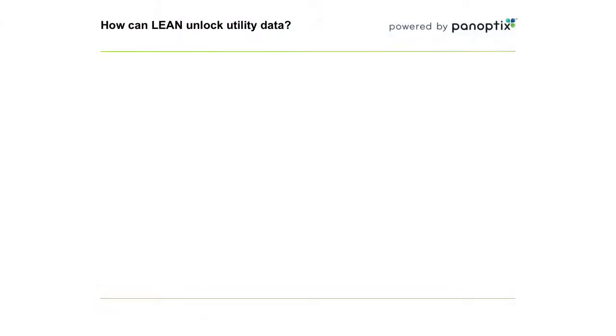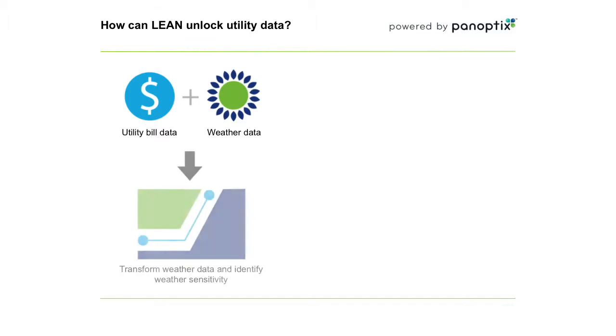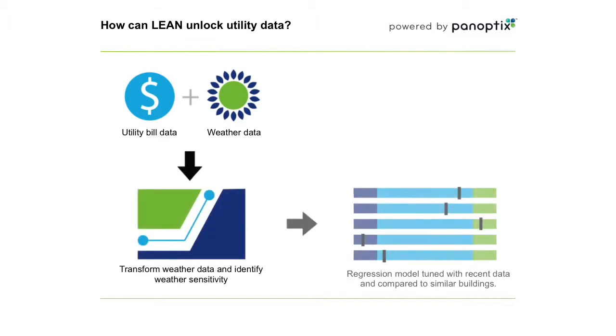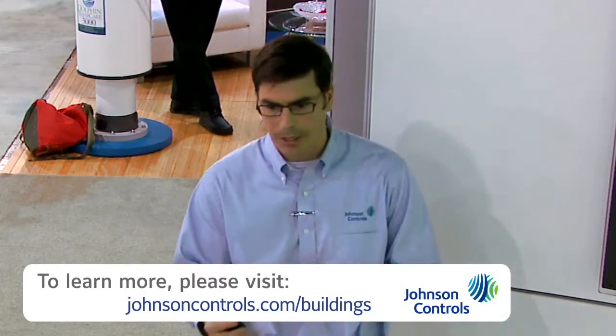So I talked about the data that's required for Lean. The way Lean works, we take utility bill data and we marry it up with weather data to create an energy model of the building, a statistical model of the energy use in that building. And you can imagine that model, the coefficients, correspond to components of energy use in that building, so the base load and the weather-dependent piece of the energy.